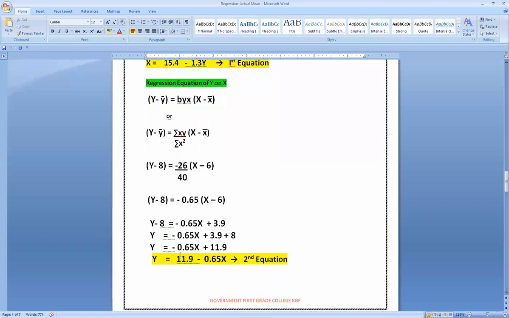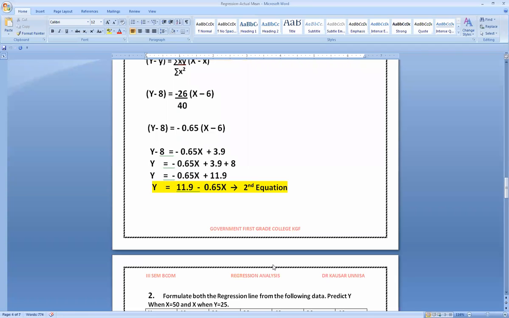So y equals, because there are no x values to add or subtract, we write it as minus 0.65x plus 3.9 plus 8, and the value is 11.9. Therefore for the y value, first we write the number, then we write x. Anyhow, you can write in any manner. So 11.9, this minus will become minus 0.65x. This is the second equation.